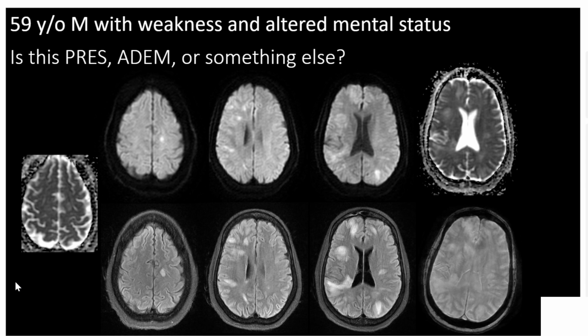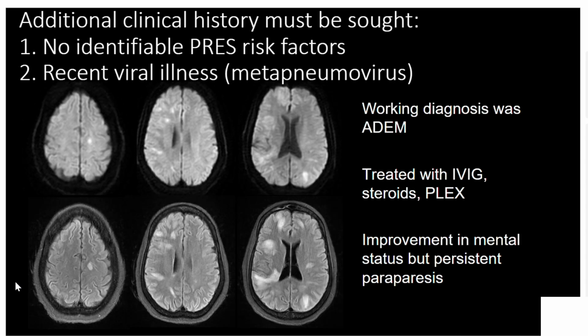Are there PRES risk factors? No. There were no identifiable PRES risk factors among the laundry list. There are many, as I went into yesterday. But there was a recent viral illness, and they even established a diagnosis of metapneumovirus, which really elevates the suspicion. So what they did was they treated this patient with a working diagnosis of ADEM. They treated with IVIG, steroids, plasma exchange. And the patient did improve substantially, but they did have a persistent paraparesis.